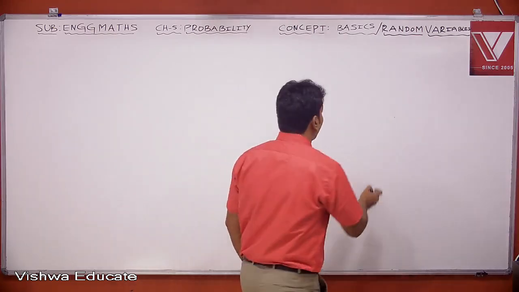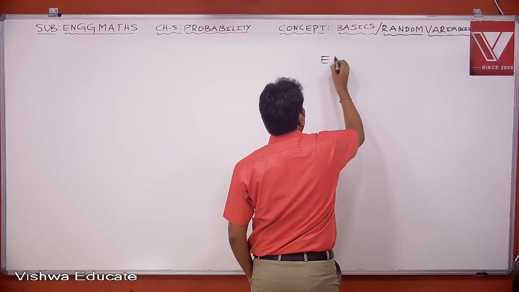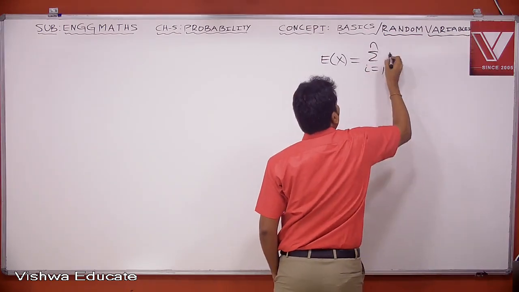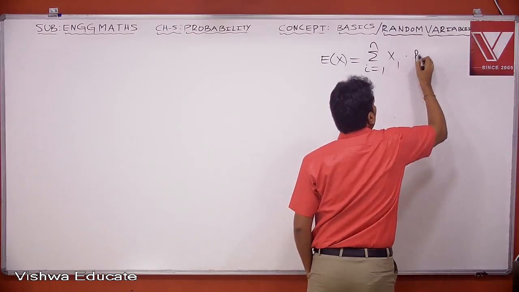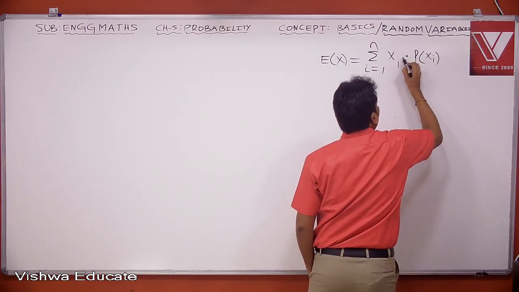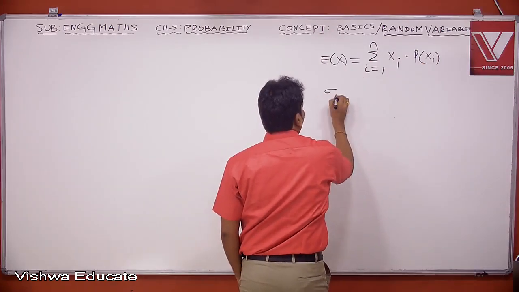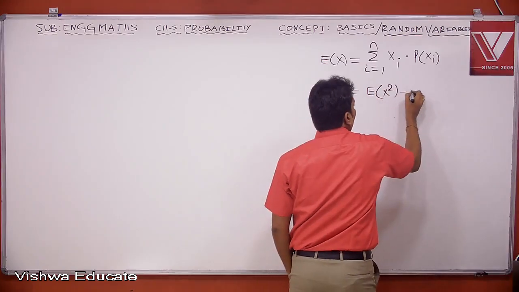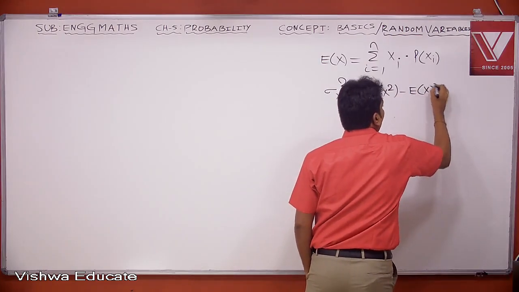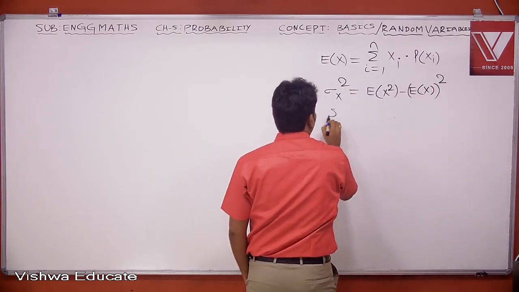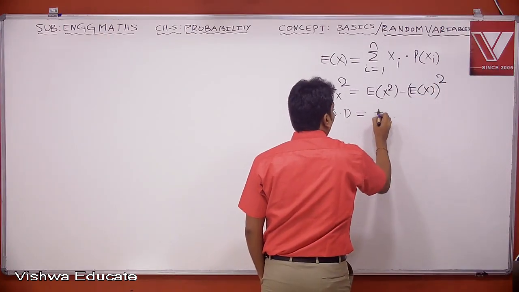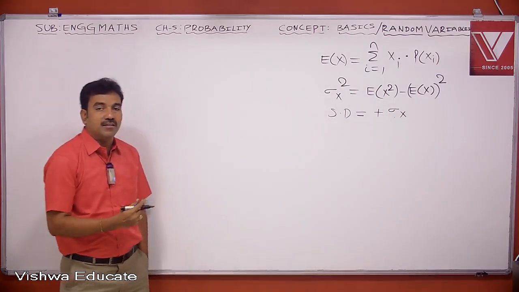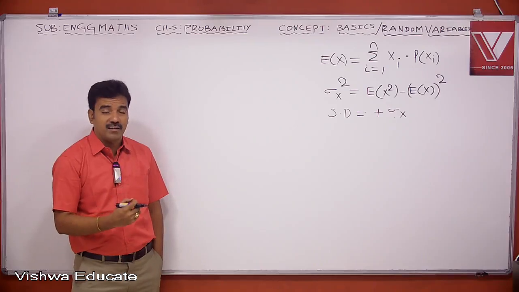Let me write out what we had in the last session. E of x equals summation i equals 1 to n xi dot p of xi. This is the expectation of a discrete random variable. Variance is given by sigma x square equals E of x square minus E of x whole square. And standard deviation is the positive square root of this, that is plus sigma x. So these are the three statistical parameters which describe a random variable very clearly.